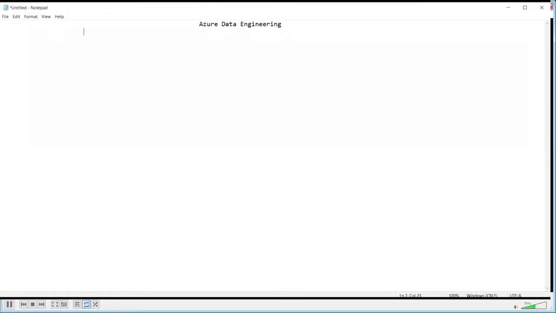So now, what is Azure Data Engineering? Basically, Azure Data Engineering is packed in the form of services. In the form of what? Services. The following are the various services provided for various operations in Azure Data Engineering. Let us see what the first one is.